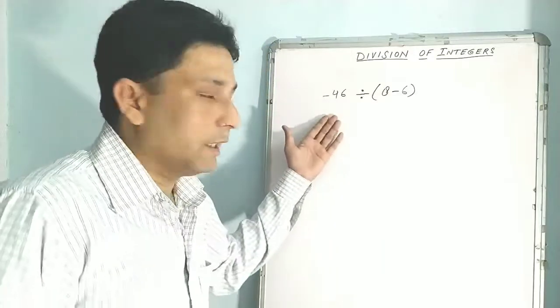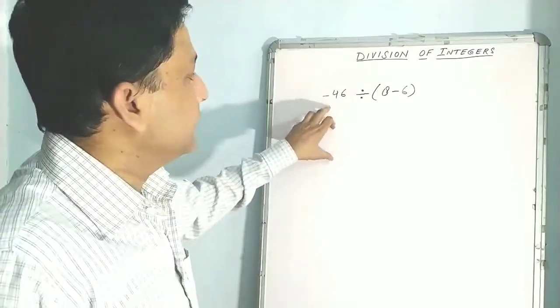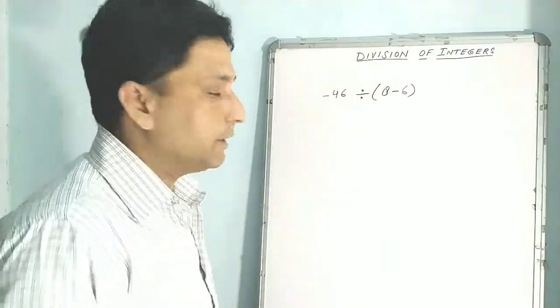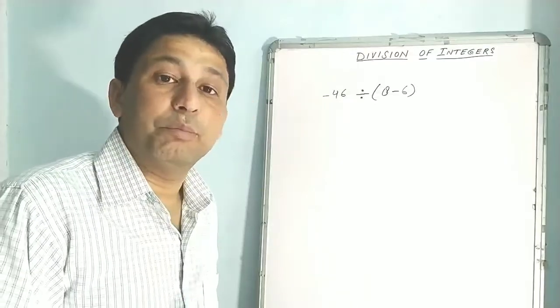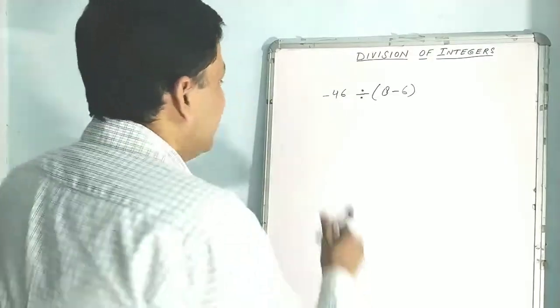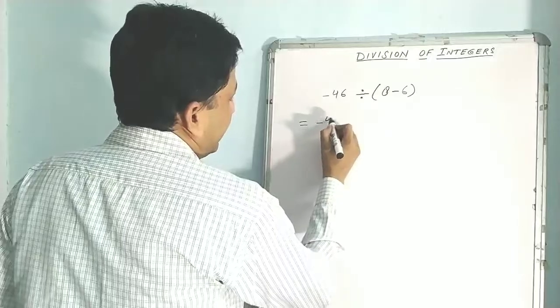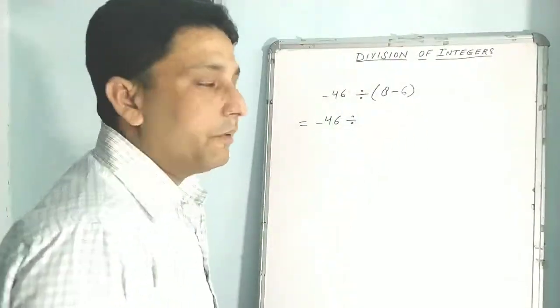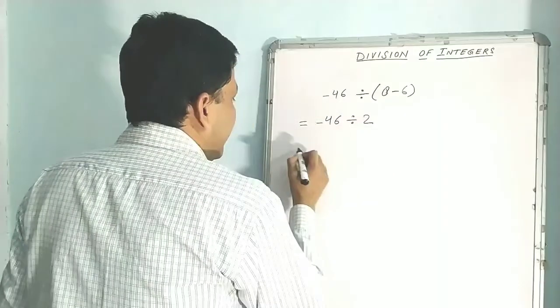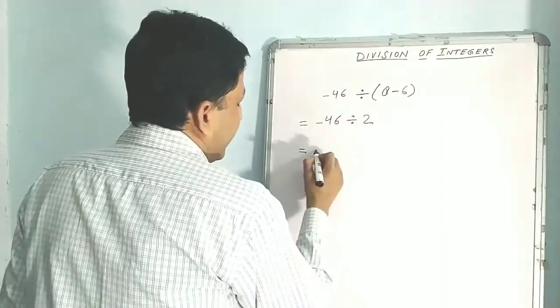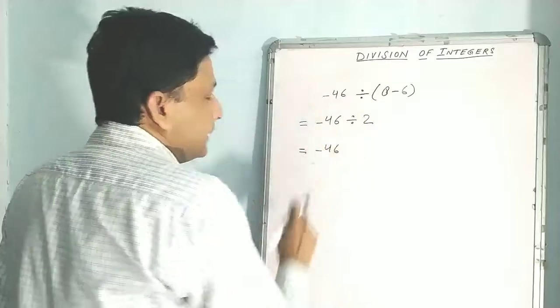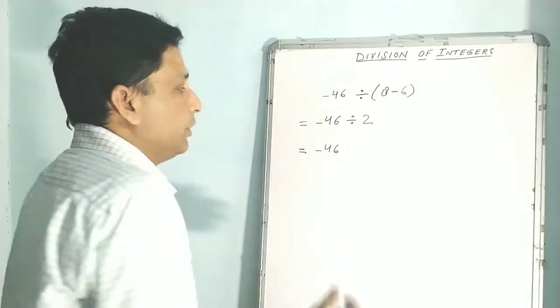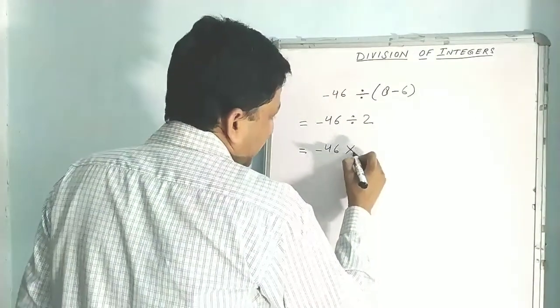Here you can see the example is written already. Minus 46 divided by, in bracket, 8 minus 6. So first of all we will solve the bracket according to the BODMAS rule. In the next step we will write minus 46 divided by, and after subtracting here we will get only 2, and in the next step we will write minus 46 and this division converts into the multiplicative symbol. So here we will write multiply.